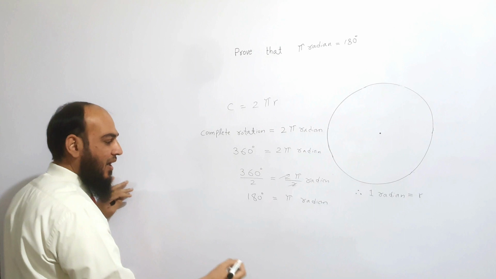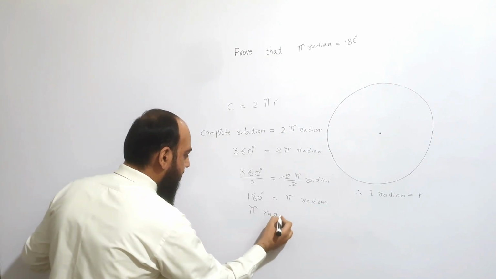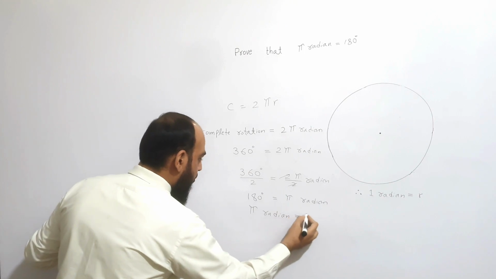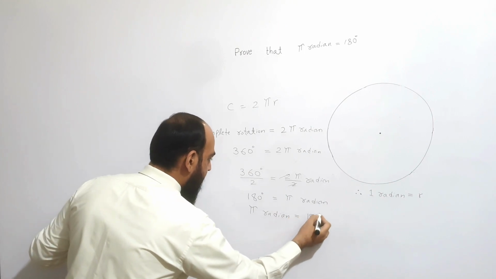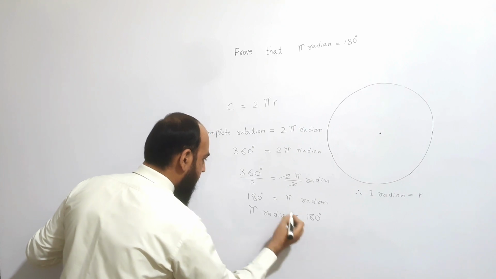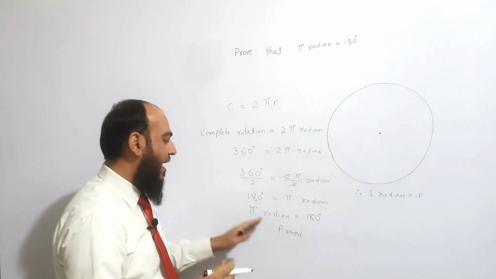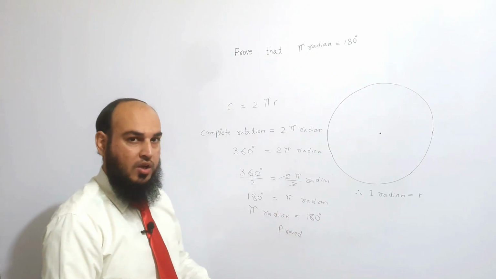You can write it like this as well. Pi radian is equal to 180 degree. Proved. That is a very simple proof. This is proved: pi radian is equal to 180 degree.